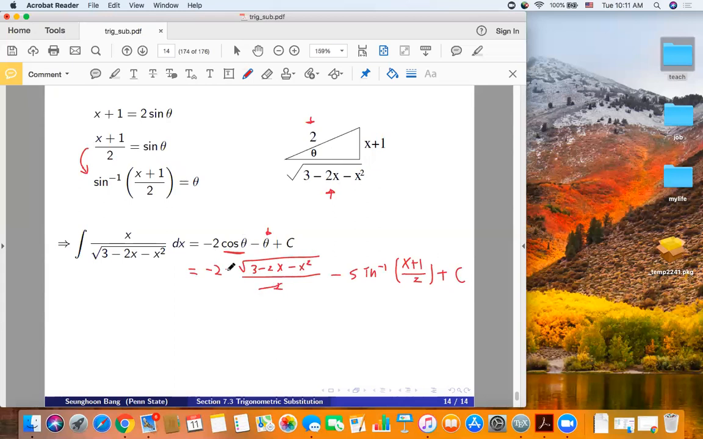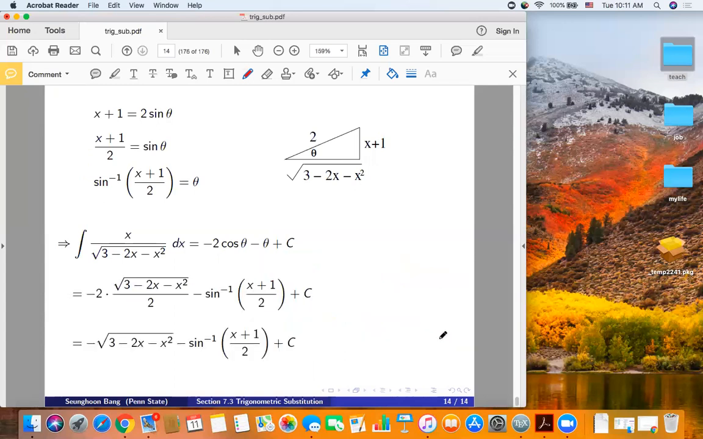You can cancel out, and the final answer is negative square root of 3 minus 2x minus x squared minus inverse sine of x plus 1 over 2 plus c. This is the whole idea for solving this problem.